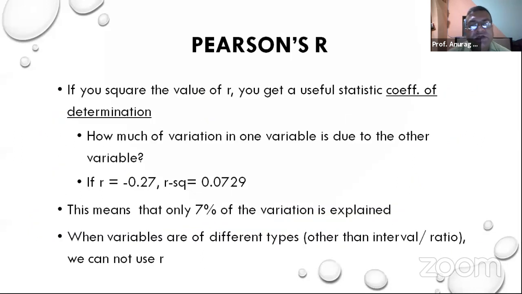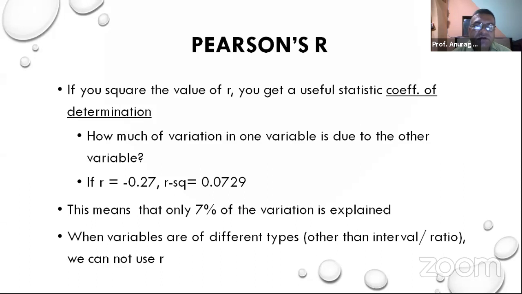This is what I was telling you about the coefficient of determination. If you found your correlation coefficient, Pearson's correlation coefficient, that is R, and you double that, you square that, then you get the coefficient of determination. And what is the significance of the coefficient of determination? It tells you how much of the variation in one variable is due to the other variable. Suppose your correlation coefficient is minus 0.27. When you square it, you'll get 0.0729. We take up to 2 decimal points, so 0.07 is your R square.